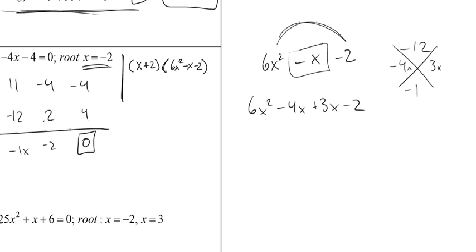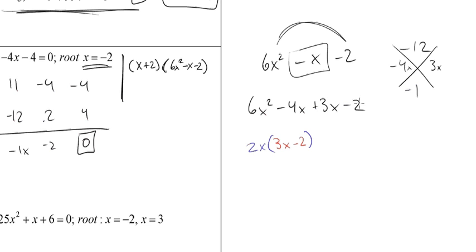And then let's factor out. Again, this is factoring by grouping. If you prefer using the box method, then go right ahead. Looking for my common factor here, it's going to be 2x, which leaves us with 3x minus 2.